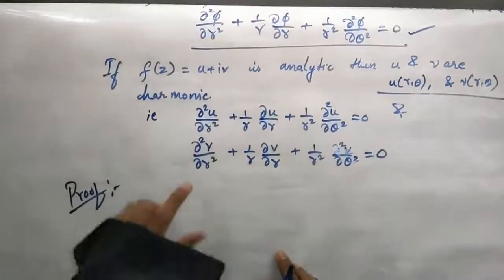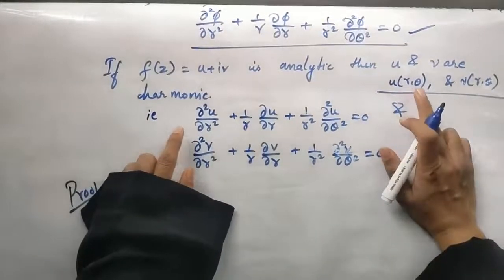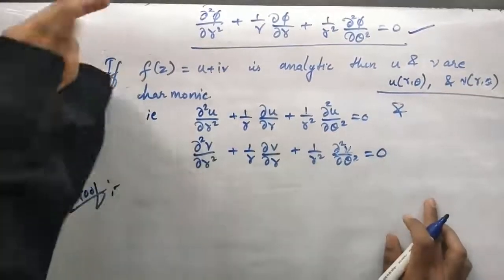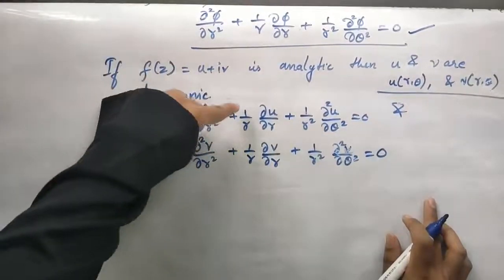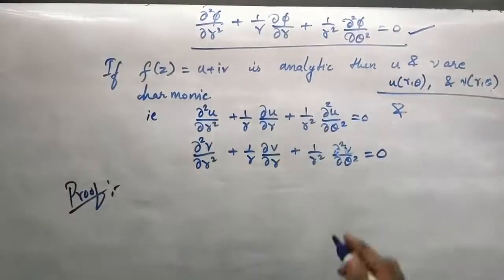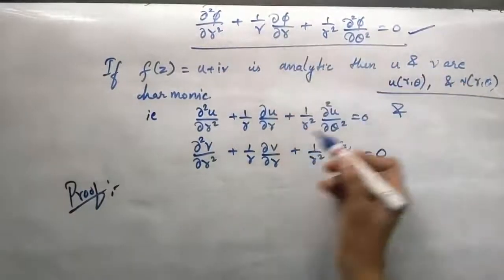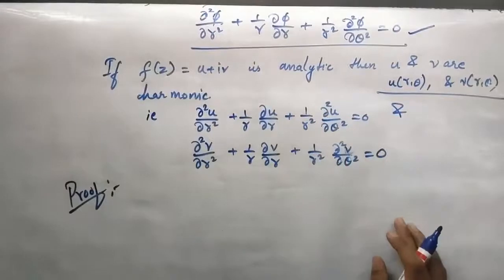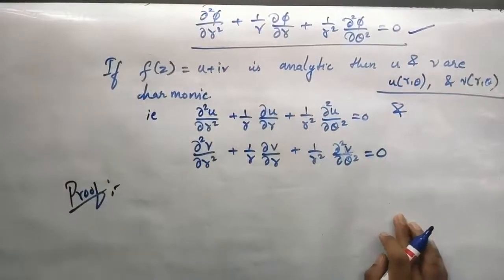So the first part: since u is going to be harmonic in polar form, how will you prove it? Dou square u by dou r square plus 1 by r, just you have to replace everywhere, wherever it is phi, you replace it by u, and wherever it is phi, here you replace it by v. You get the Laplacian equations for u and v in polar form.